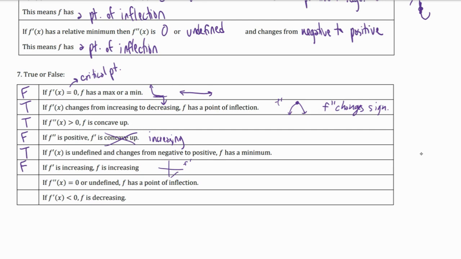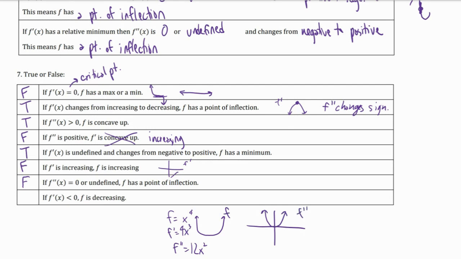If f double prime is equal to 0 or undefined, f has a point of inflection? No, there has to be a change in concavity to have a point of inflection. So let me give you an example. x to the fourth looks like this. Now, if you were to find f prime using the power rule, it is 4x cubed. F double prime is equal to 12x squared, which looks like this. So this is f, and this is f double prime.